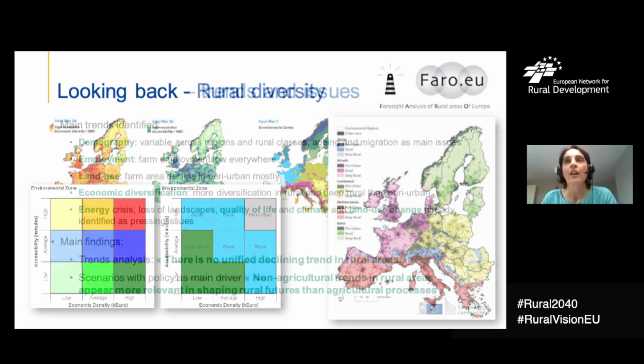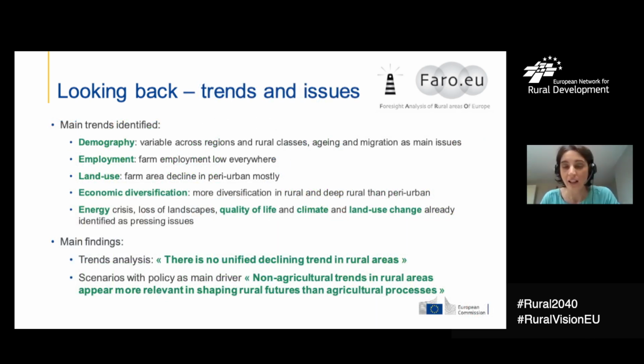On that basis, they also looked at trends that seemed most relevant for rural areas at the time. Demography, employment, land use, economic diversification, energy, quality of life and climate were already there, as well as land use change. Their main finding from looking at the trends was that there's no unifying declining trend in rural areas. Okay, we know that, but it's good to remember that some are doing better than others.